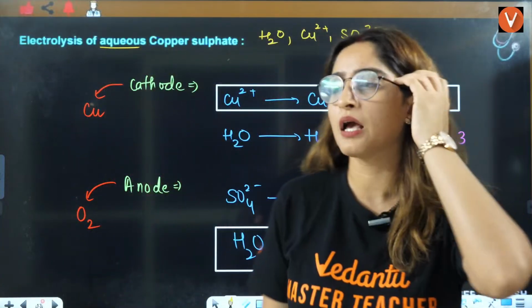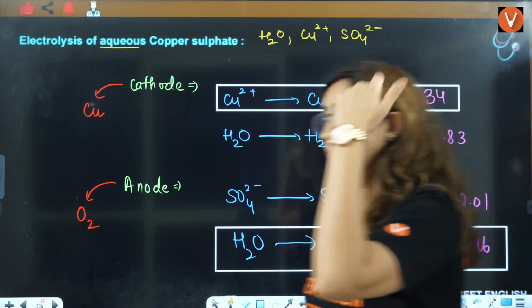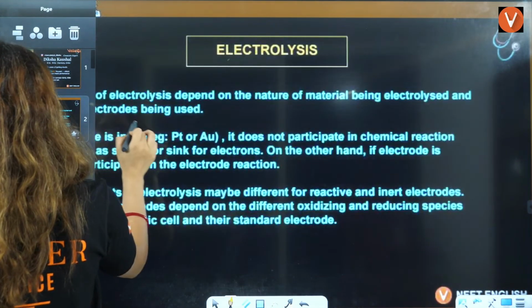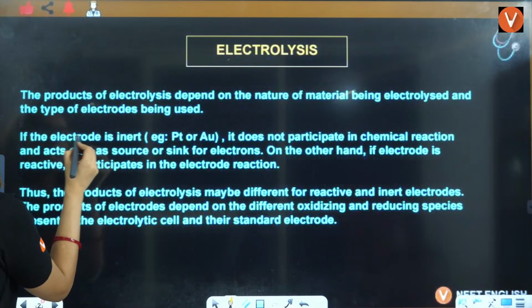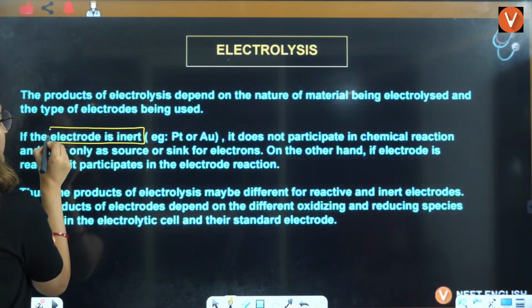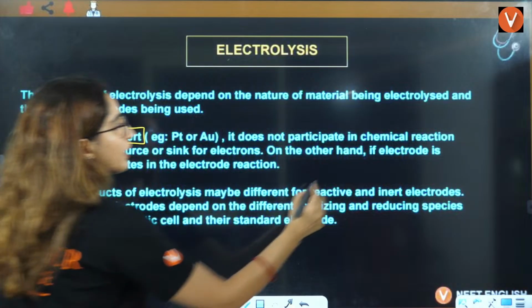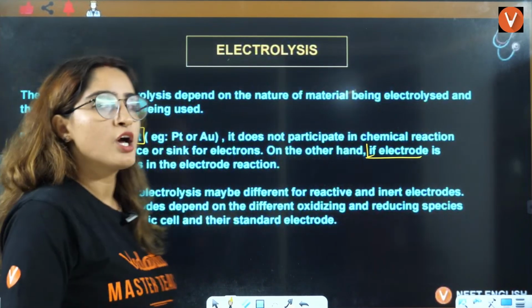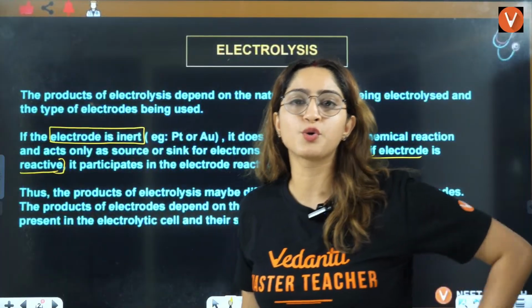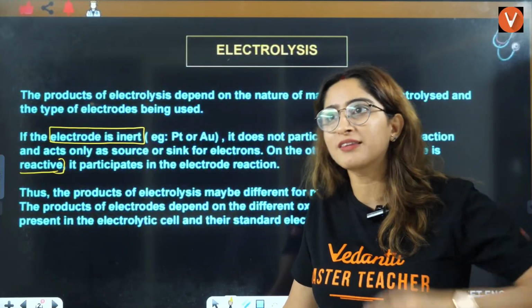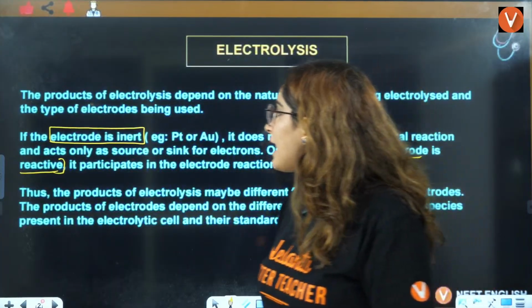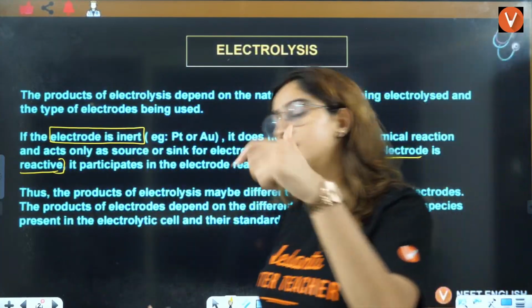Now I'm coming back to the first page of this particular lecture, where I have written about if the electrode is inert, and here we have talked about if the electrode is reactive. So you have two kinds of electrodes. One is an inert electrode that will not participate itself in the reaction, and a reactive one is one that will participate in the reaction.